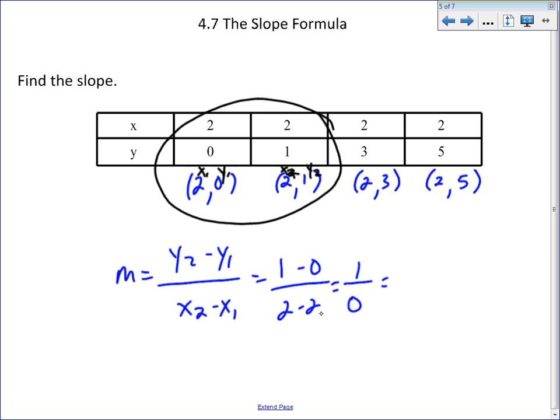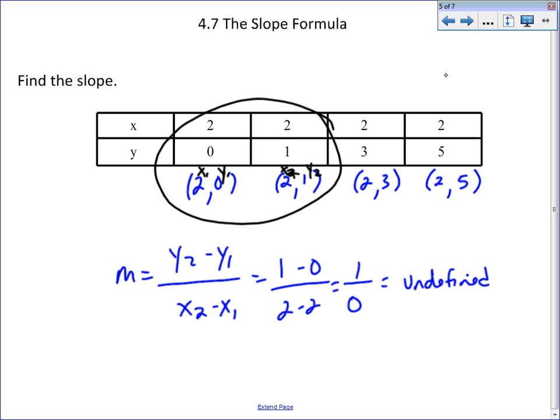This is also a special slope. As we discussed in the last video, anytime 0 is on the bottom, if you type into your calculator 1 divided by 0, you should get error. Anytime there's a 0 on the bottom, we're going to call this an undefined slope. Not only is the slope undefined, but we also know that because it's undefined, it has to be a vertical line.